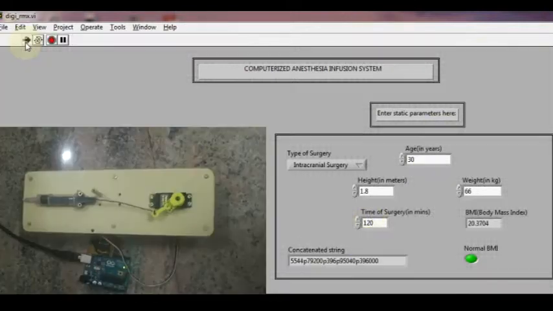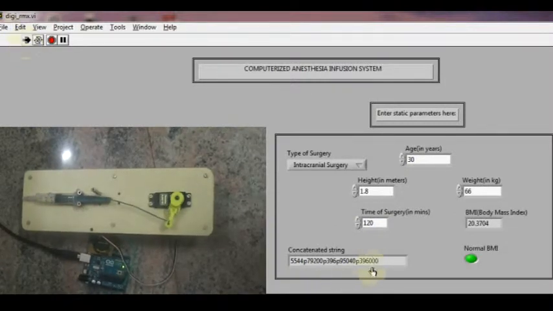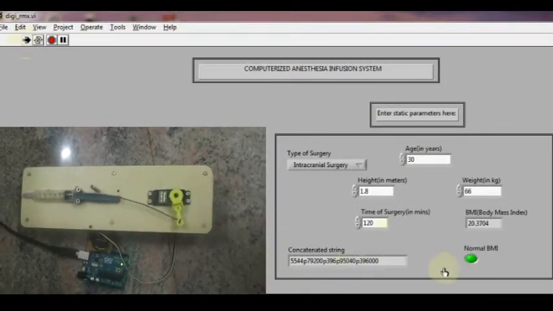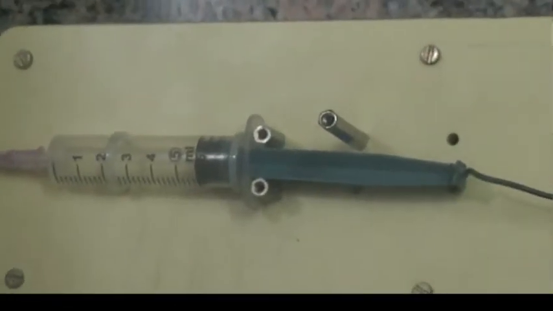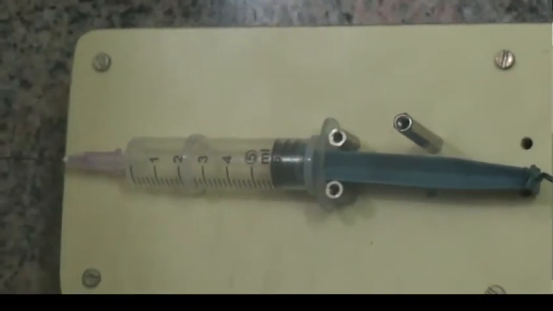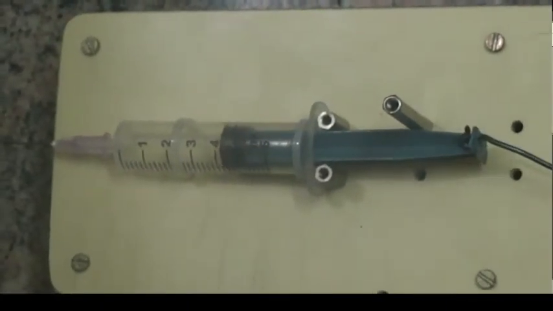The system calculates the dosage based on the BMI, duration and type of surgery. These dosages are transmitted to a microcontroller over a VISA interface. Once the syringe has been loaded, depending upon the calculated induction dosage, the syringe is actuated using the controllers.